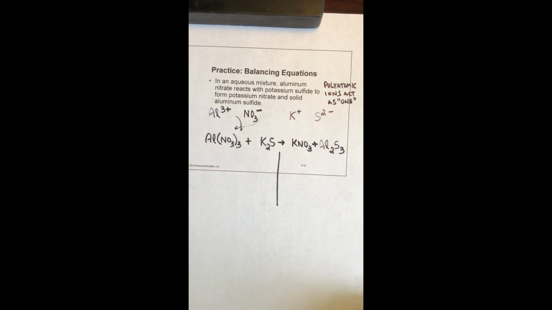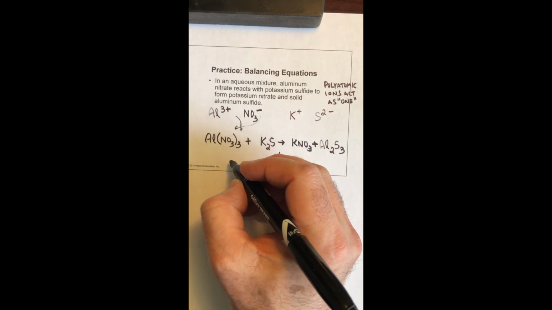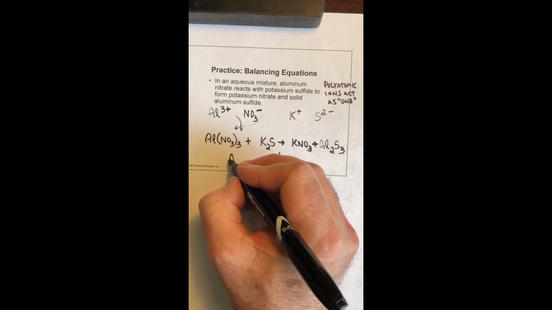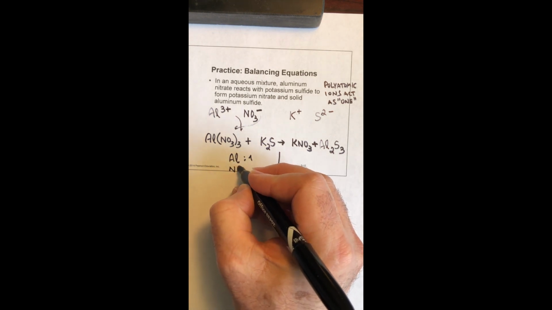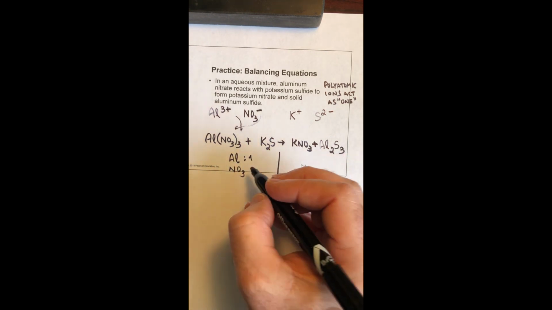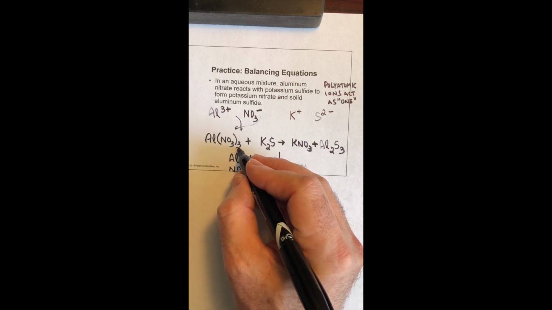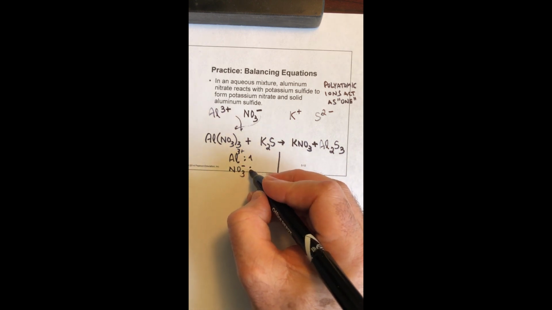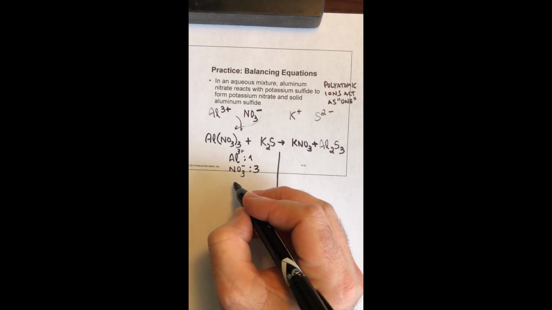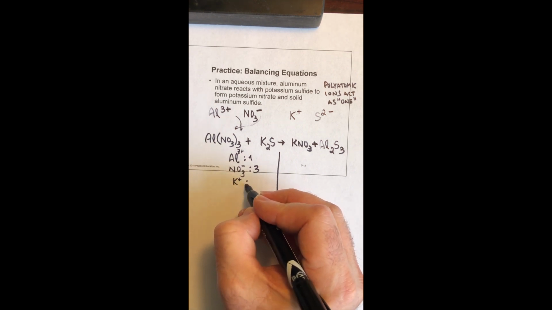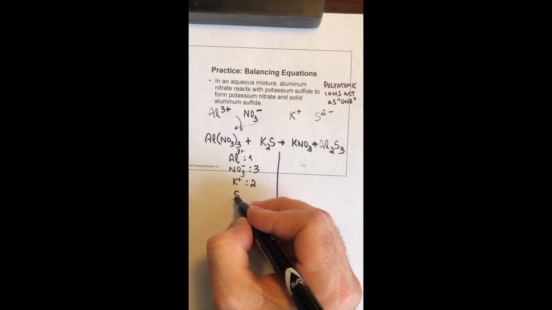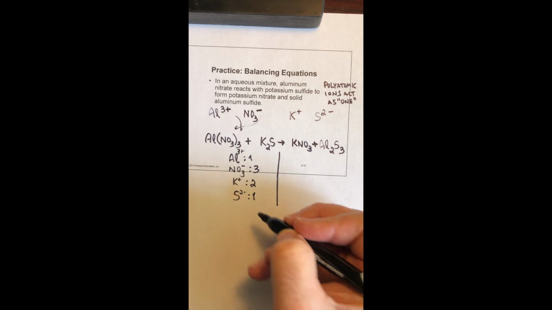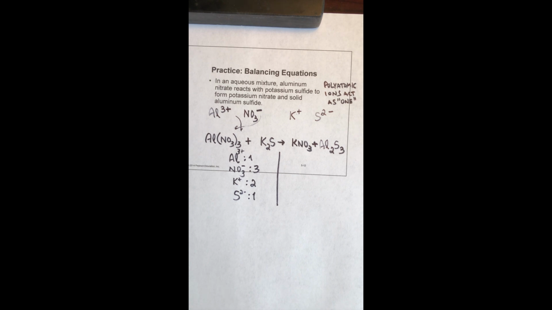nitrate ion. So when I write down my species here, I'm going to say that I have Al, and there's one of them, NO3, and we can write the charges if you want, and there's 3 of these. We have potassium ions, and there's 2 of them, and then there's sulfite ions, and there's 1 of them. See, I kept the nitrate as a single entity here.